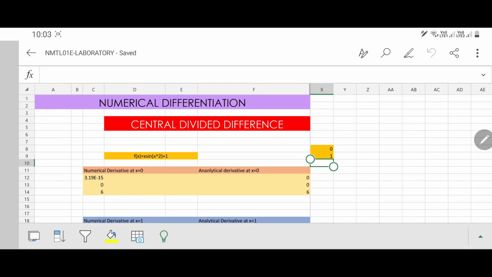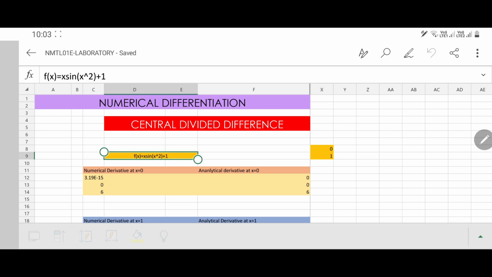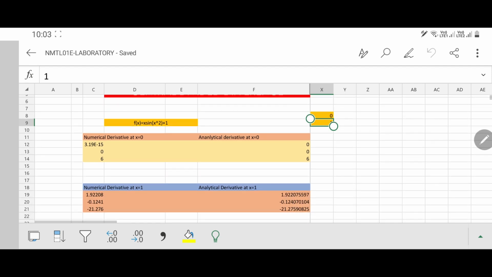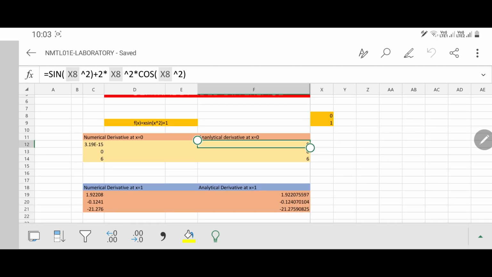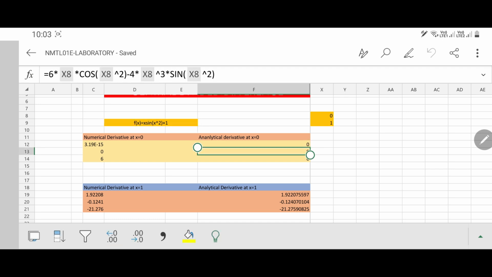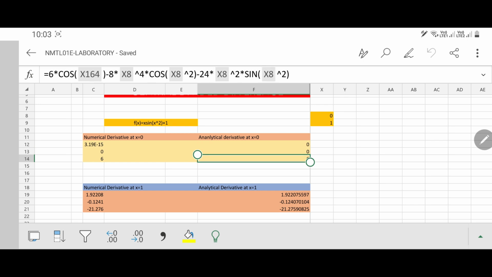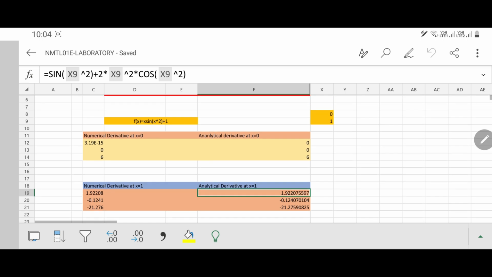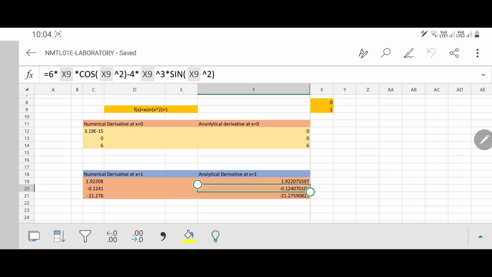Ito naman ay numerical differentiation, central divided difference. And ito yung equation ginamit. Ito yung value ng x, 0 and 1. And then analytical, para nakuha to, yung derivation ito. First degree, second degree derivation, then the third degree. So same din dito. Ganun din. Derivation din yun ang gamit.